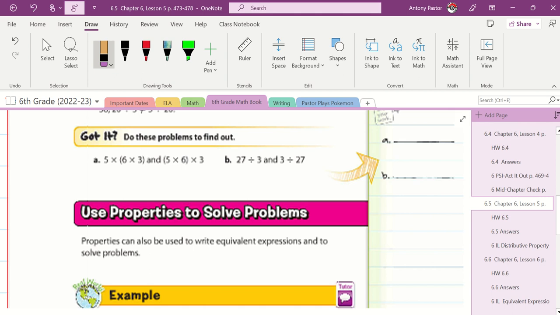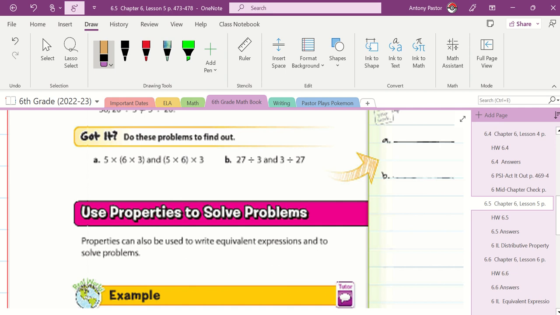Therefore, these are equivalent. And the property that makes them equivalent is the associative property, since there are 3 numbers. Therefore, for A, they are equivalent by the associative property. We don't want to say commutative here because there's not 2 numbers. If there were 2 numbers, it would be commutative. But because there's 3, it is associative.